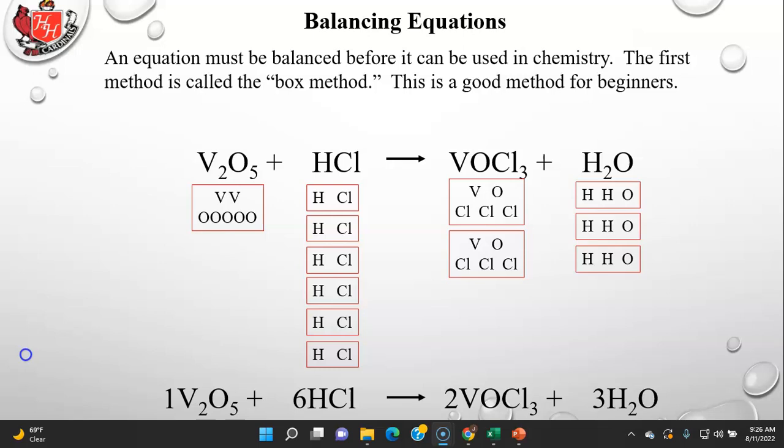And then the oxygen, you have 5 on the left. If you go over to the right, you have 2 times everything that's in VOCl3. So it's 2 times O. So that's 2 oxygen. And over at water, you have 3 times O. So 2 times O plus 3 times O is 5 O's. So you have 5 O's on the left and 5 O's on the right. So that is a balanced equation. And now you can use it for chemical analysis.